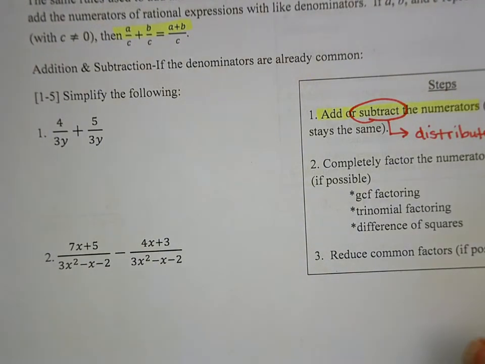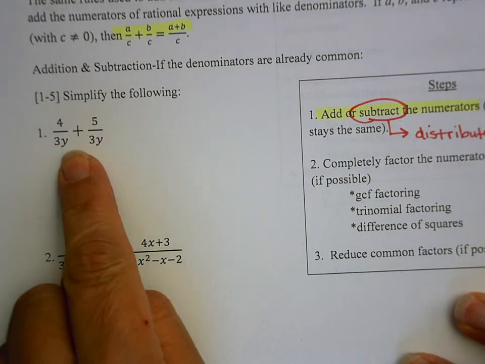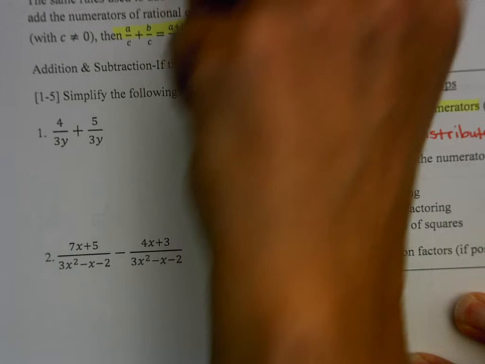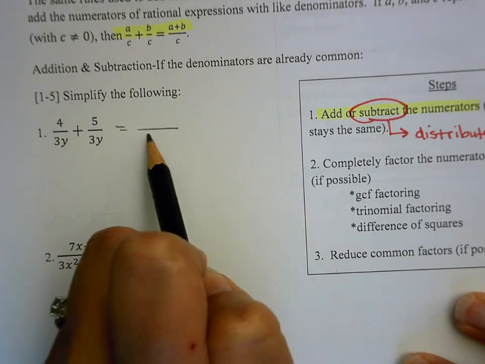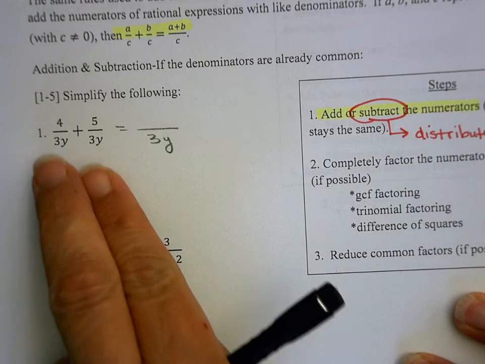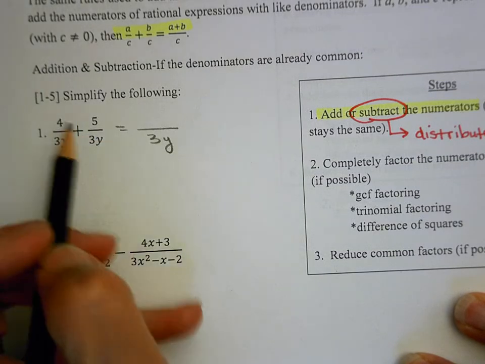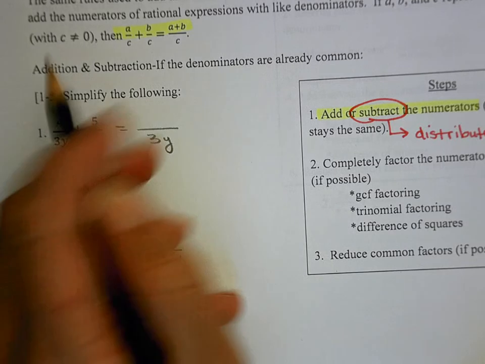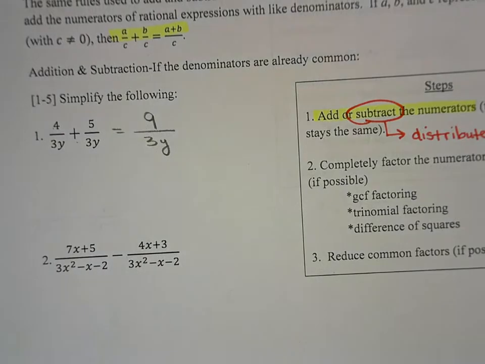For this first one right here, we have common denominators, so they both have a denominator of 3y. When we go to add these, because we're adding, that 3y is going to stay the same, right? These have to be the same to be able to combine the numerators. And then we're just going to add the numerators. So we're going to do 4 plus 5, which is just 9. And then once we do that, we want to try to reduce it.